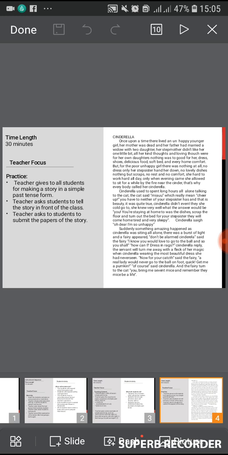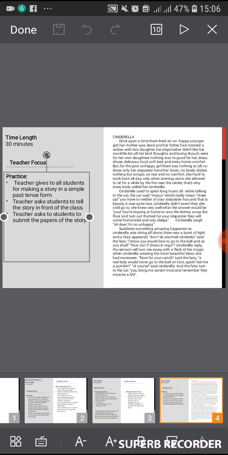Practice. The teacher gives all students, with a timeline of 30 minutes of practice, a task to make a story in simple past tense form. For example, like here, Cinderella. The teacher asks students to tell the story in front of the class. And also, the teacher asks two students to submit the paper of the story.